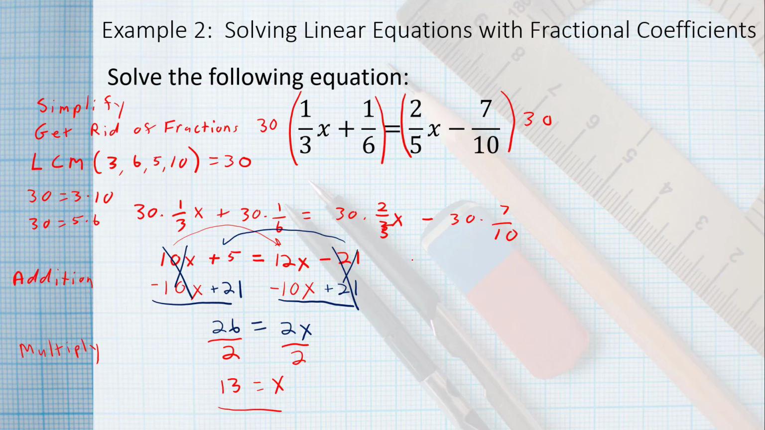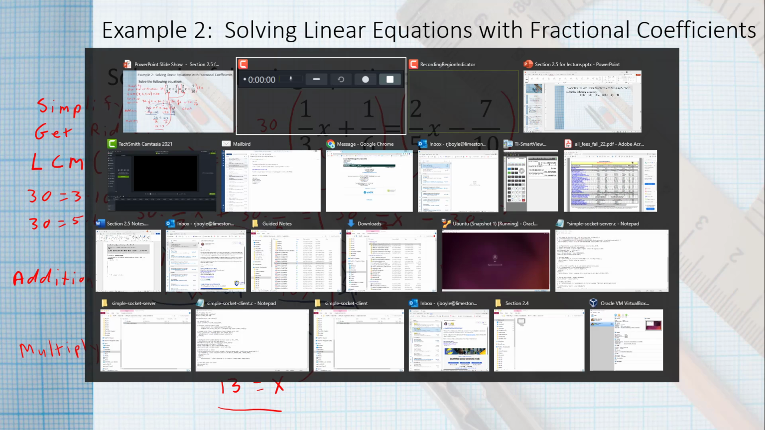And now we need to check. Basically, we want to take 13, substitute it in here, and also in here, and see if the equality holds. Now you can do that analytically, but it might be easier if you just went ahead and did that using a calculator. So let's go ahead and try that.